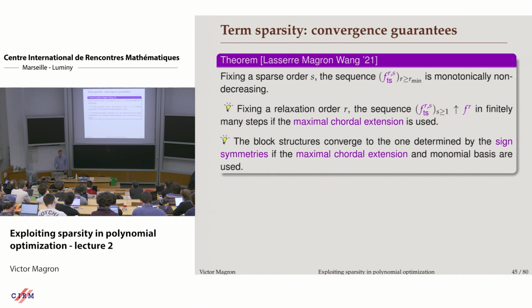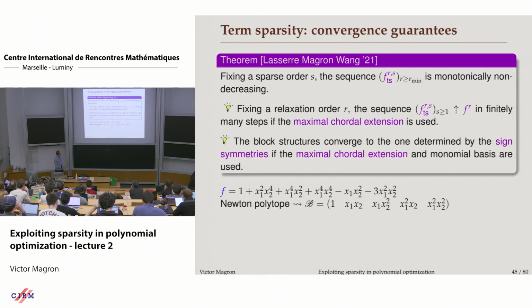So exploiting term sparsity at the limit is the same as exploiting sign symmetries. So if there are no sign symmetries in your problem, then you obtain the dense hierarchy. And if there are some sign symmetries, then you obtain the block diagonal decomposition corresponding to sign symmetries. So if you use the maximal chordal extension, and if you start with the monomial basis. If you don't start with the monomial basis, so for instance, here if you start with the Newton polytope vector, then you can get a smaller decomposition. And I will show you an example.